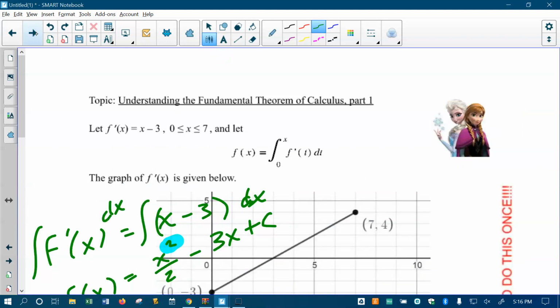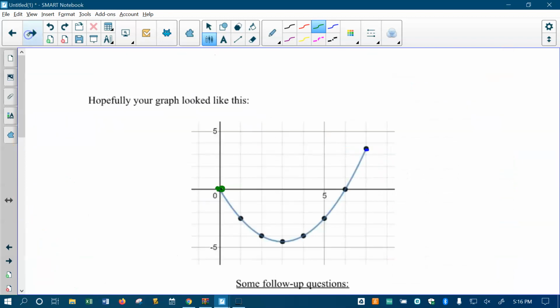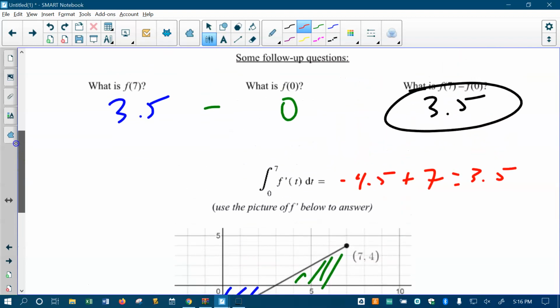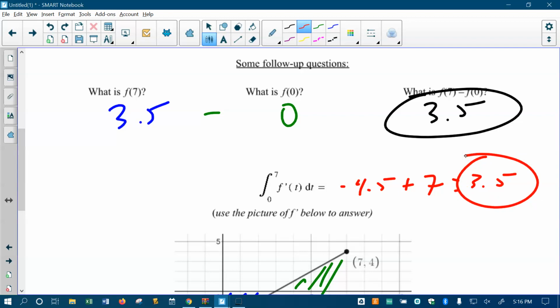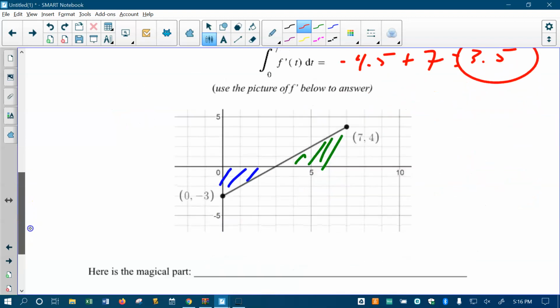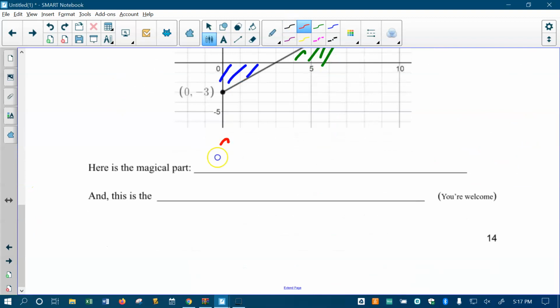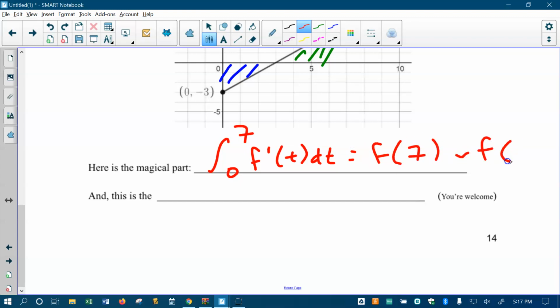So when I accumulate all of that area, I have a negative 4.5 and a 7. Negative 4.5 plus 7 is equal to 3.5. Coincidence? I think not. This is the fundamental theorem of calculus part 1. And here's the magical part. If you take the integral from 0 to 7 of f prime of t dt, it is equal to f of 7 minus f of 0.